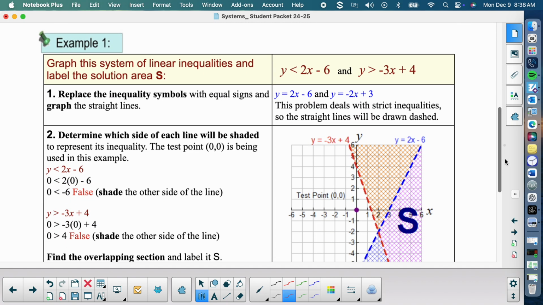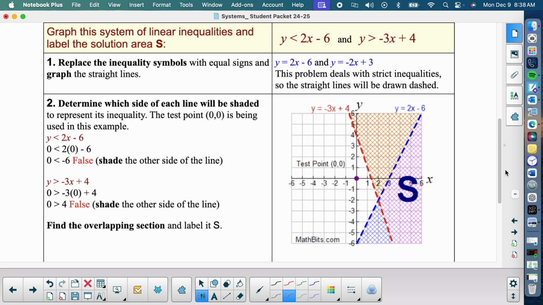Now, if you need a refresher, the bottom half of the page has listed out instructions on how to do that. This is basically what we did. This equation and this equation, you do them completely separate. So this one, you graph 2x minus 6, make it dotted, and then you test 0, 0, and it ends up being false, which means you shade the other half that 0, 0 is not on.